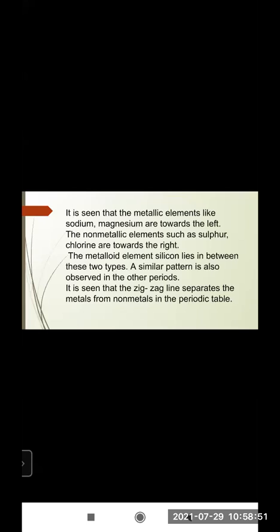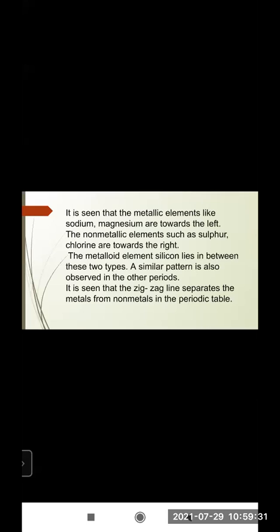It is seen that metallic elements like sodium and magnesium are towards the left. Clear? You can open page number 23 to understand that. You can see sodium and magnesium; these elements are towards the left. And the non-metallic elements, such as silicon, phosphorus, sulfur, chlorine, argon, are towards the right. And the metalloid elements, such as silicon, lie in between these two types.